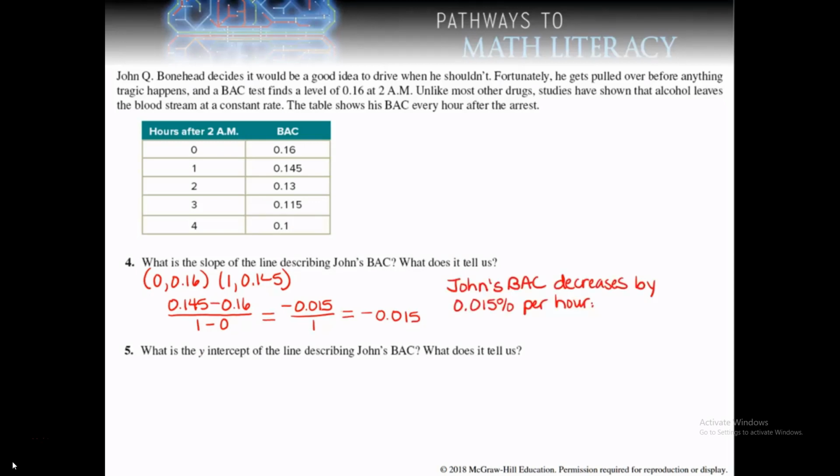And then in 5, what's the y-intercept? Well, that would be the value when x is 0. So that would be (0, 0.16). And that tells us what his blood alcohol level started at 2 o'clock in the morning.